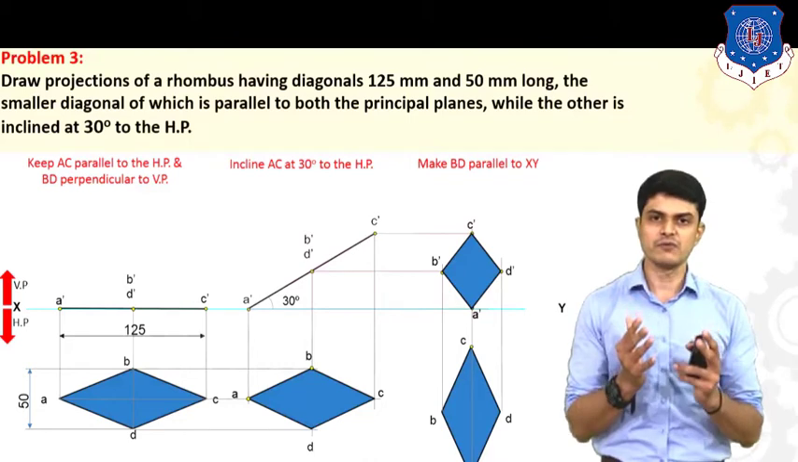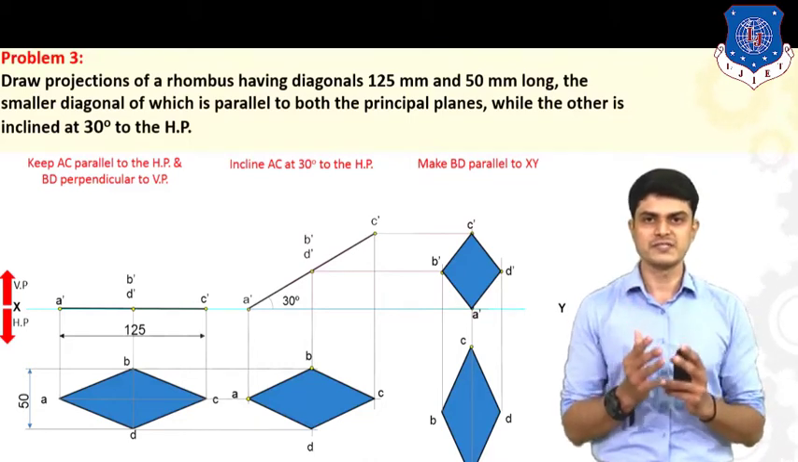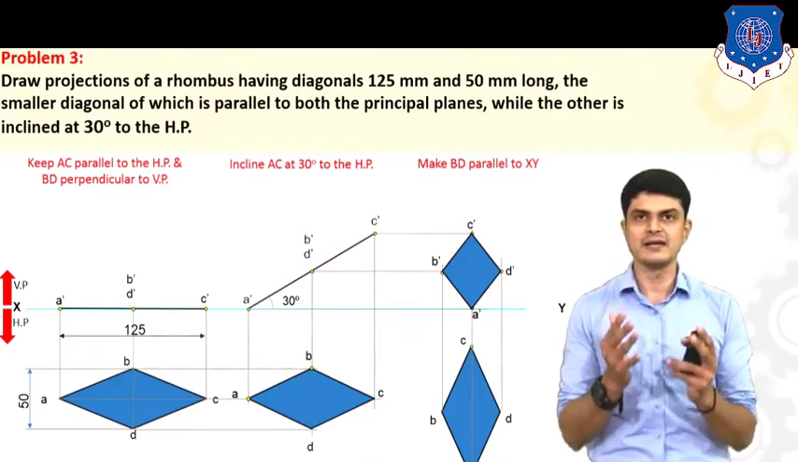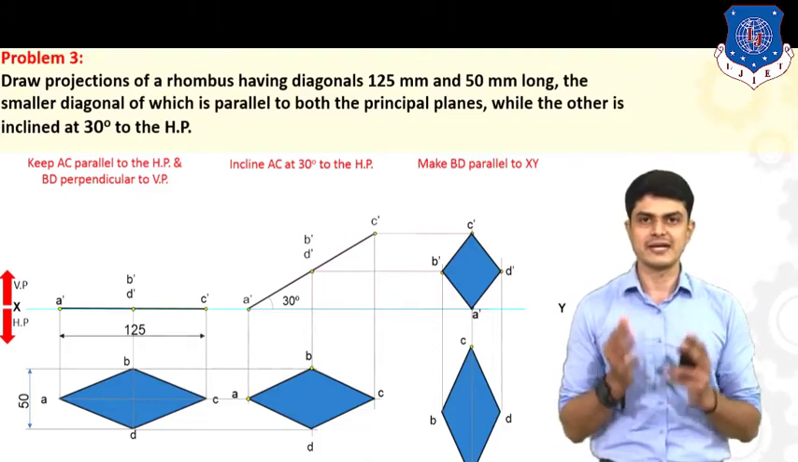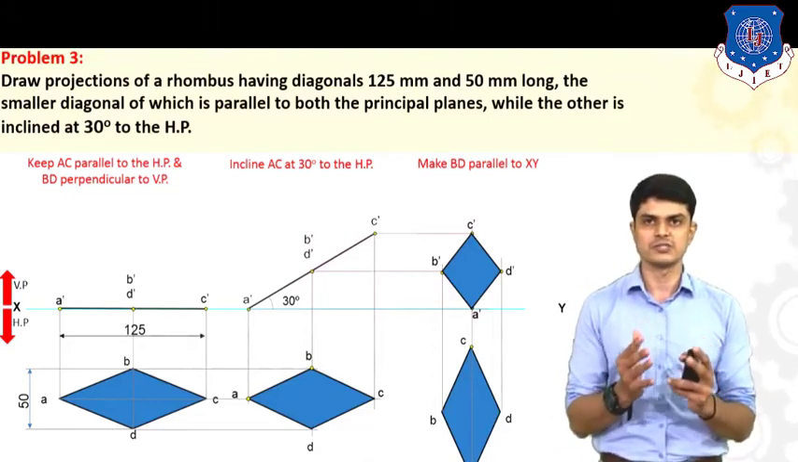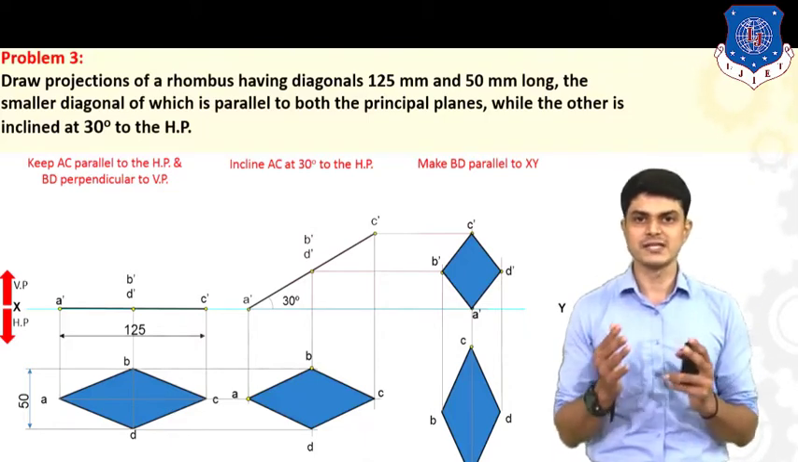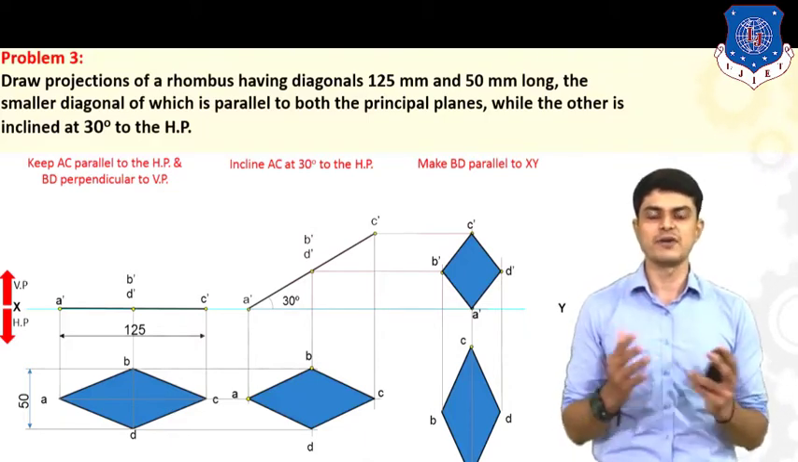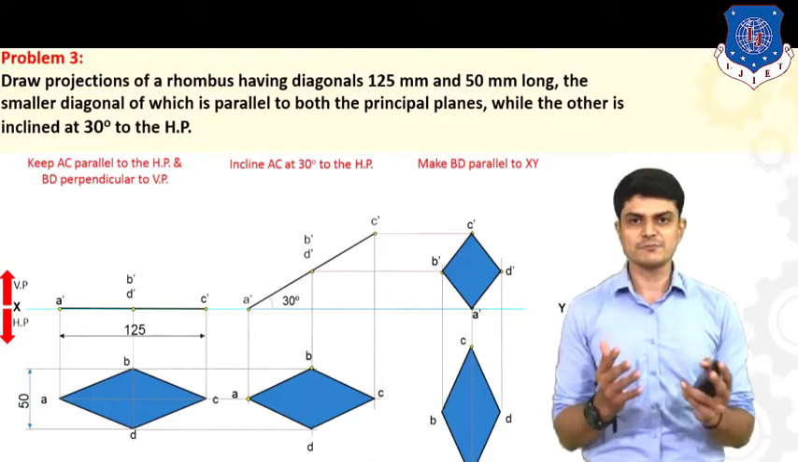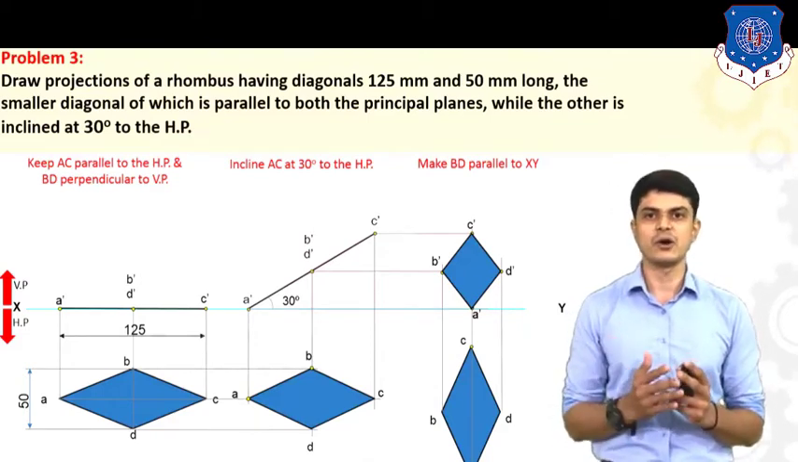So here we are talking once again about the rhombus which is having 50 mm and 120 mm diagonal. So let us first start constructing the rhombus. But wait. Here it is not said that the rhombus is resting on whether HP or whether VP, and it is not specified that it is resting on its longer edge or shorter edge.